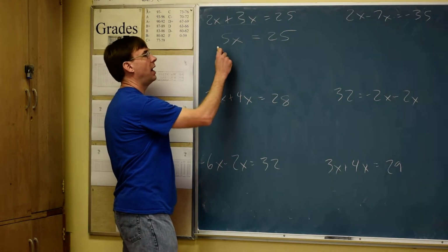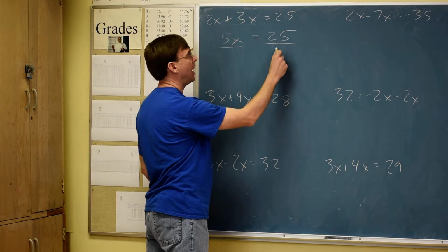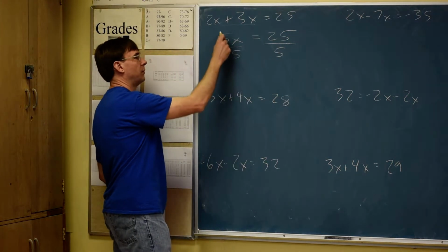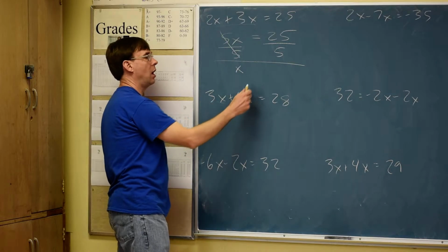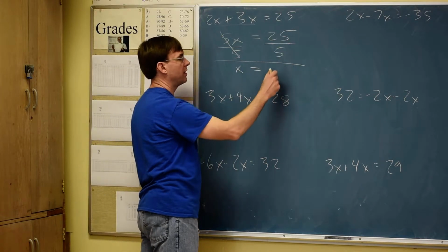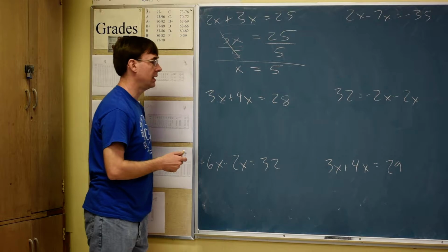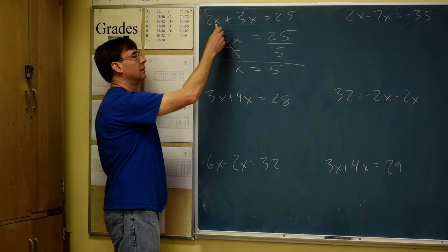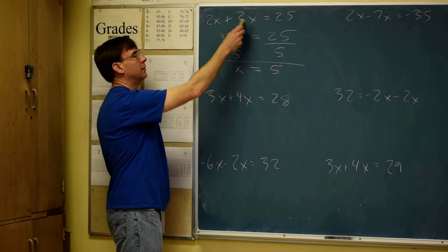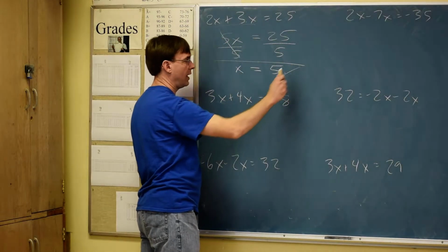Since this is multiplying 5, we're going to look to divide by 5s, eliminate the 5s. The variable is now alone, which is always our goal. 25 divided by 5 is 5. If it's a whole number, let's check it. 2 times 5 is 10, 3 times 5 is 15. Add that up, that is 25.